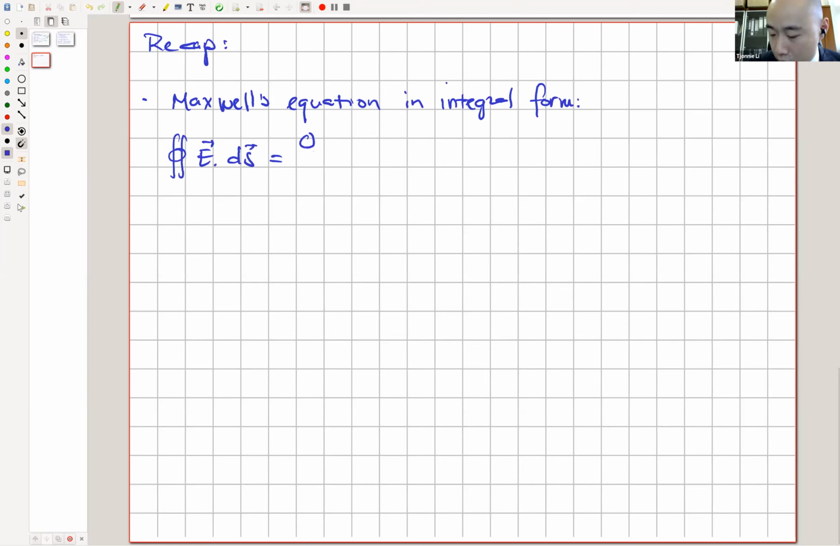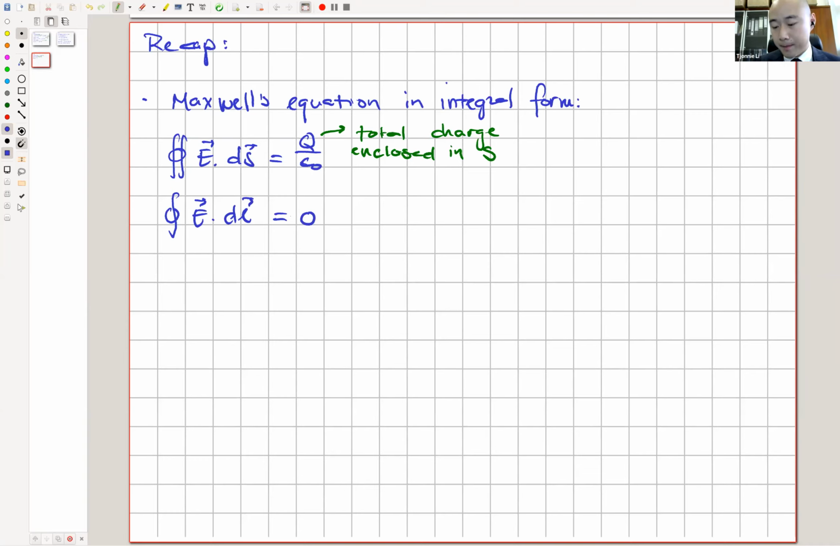is equal to Q over epsilon naught, where Q here is the total charge enclosed in V. And similarly, we can look at the curl of E, which simply states that the integral of E dotted dl equals 0. We're going to pay special attention to this equation over here later on in this lecture.